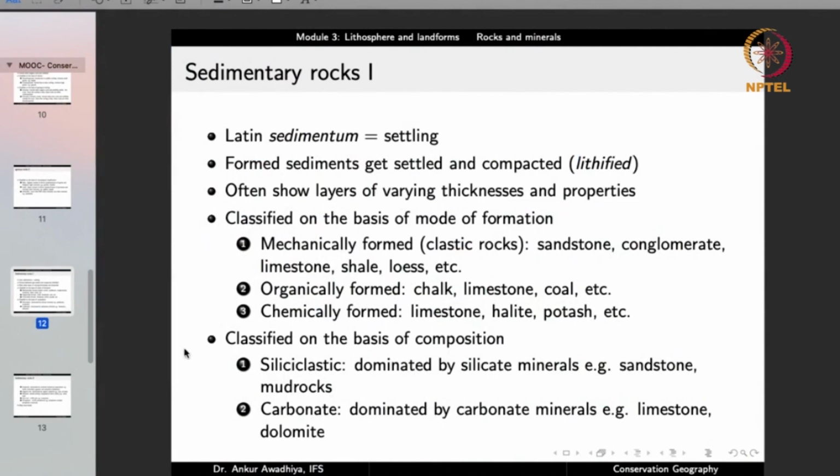We can also classify sedimentary rocks on the basis of their composition. So we have siliciclastic rocks. Now silici means that they are dominated by silicate minerals, and clastic means that they are mechanically formed. So siliciclastic rocks are dominated by silicate materials formed through a mechanical formation, include things like sandstone and mud rocks. We can also have carbonate rocks that are dominated by carbonate minerals like limestone, dolomite. So these are different forms of calcium carbonate.